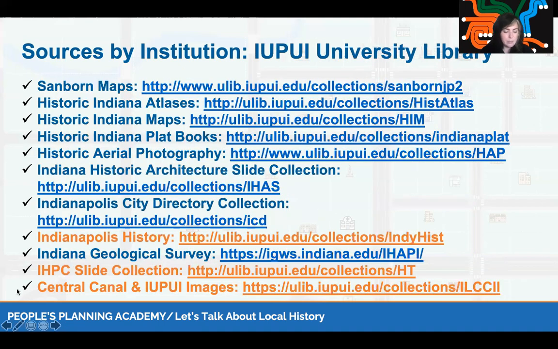The next institution is IUPUI, the University Library. IUPUI's digital collections are great sources for maps, plat books, and architectural photo documentation. If you're looking for historic buildings downtown, I'd highly recommend checking out the IHPC slide collection and the Central Canal and IUPUI image collection. Also, IUPUI has digitized many of these early Indianapolis history booklets. It's a great place to grab some stats, look at city boundaries, look at newly constructed buildings. It's a great starting point.